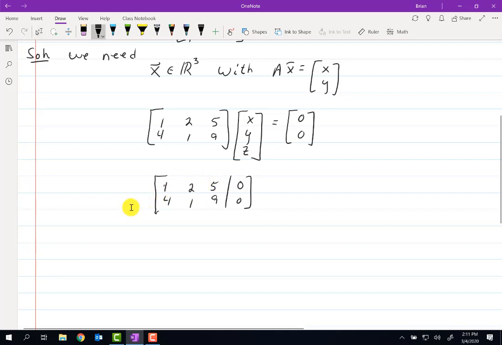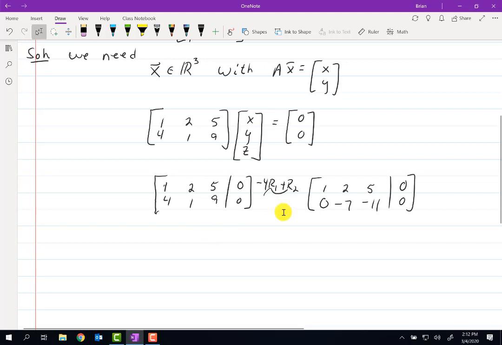So the first thing I'll do is take -4 times the first row and add it to the second row. The first row, of course, will stay the same. Any row operations that I'm doing are still going to leave the zeros at the end. -4 times 1 is -4, so that will cancel that out. -4 times 2 is -8. If I add it to the second row, I have -7. And then -4 times 5 is -20, plus 9 is -11.